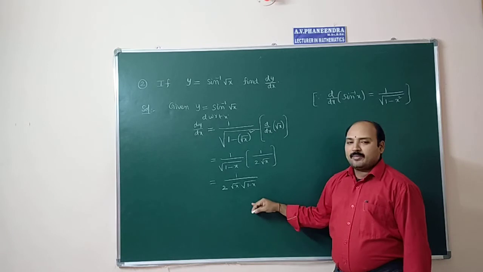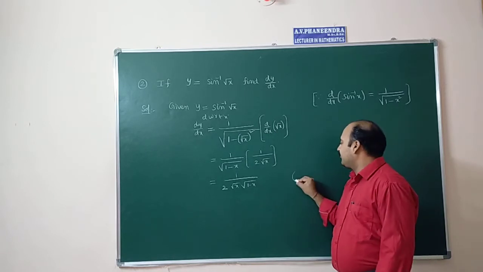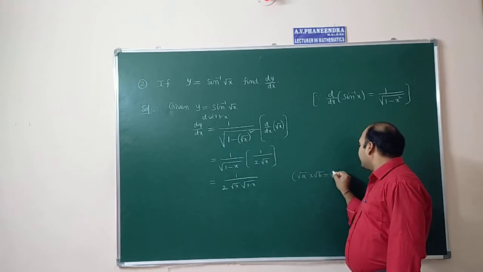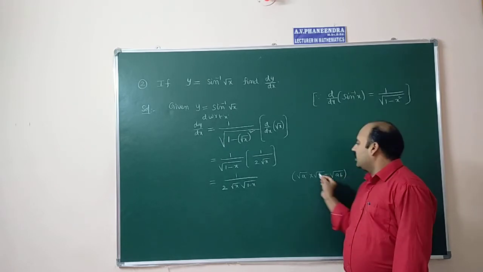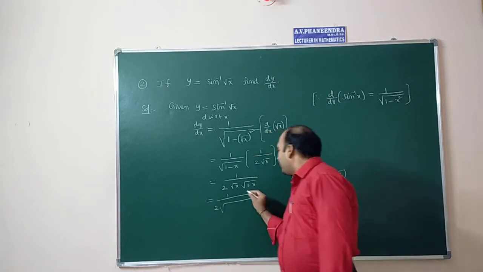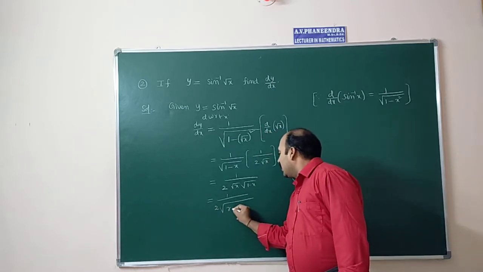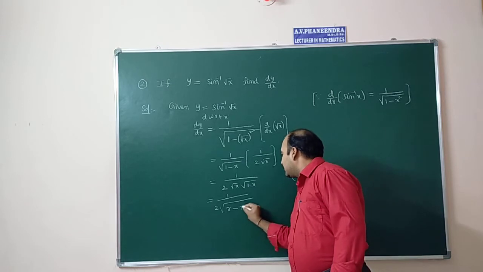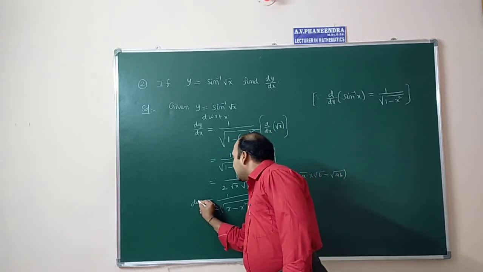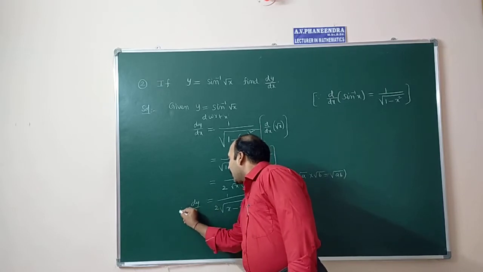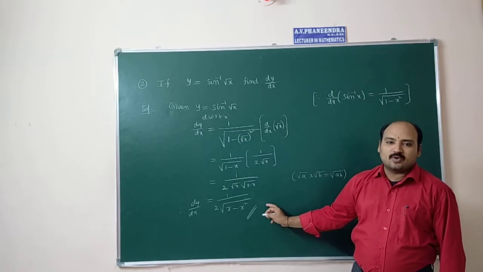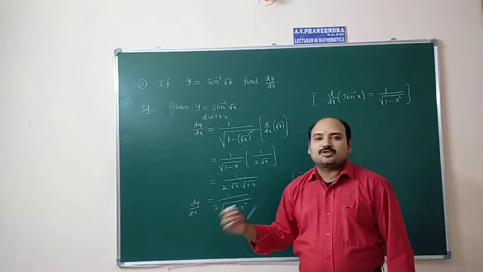We can stop here, but we have formulas. Root a into root b is equal to root ab. We have to apply this formula to get the complete answer. 1 by 2 into root of x into 1 minus x, which is x minus x square. Like this you can stop that. Therefore, dy by dx equal to 1 by 2 into square root of x minus x square. We will take the next question.